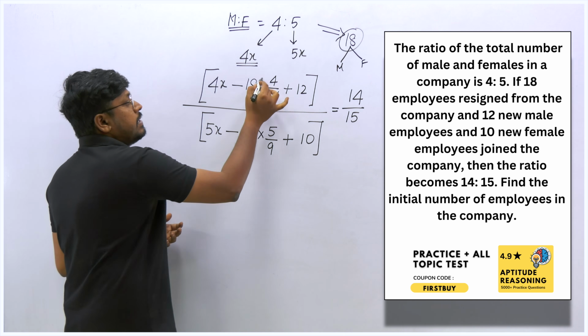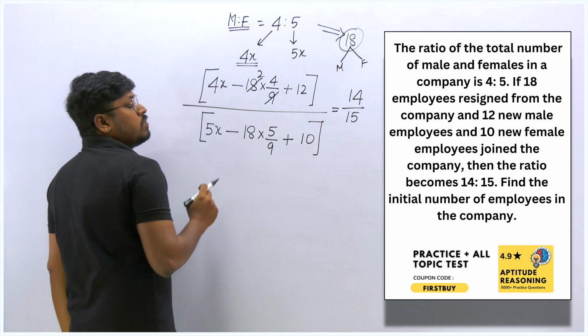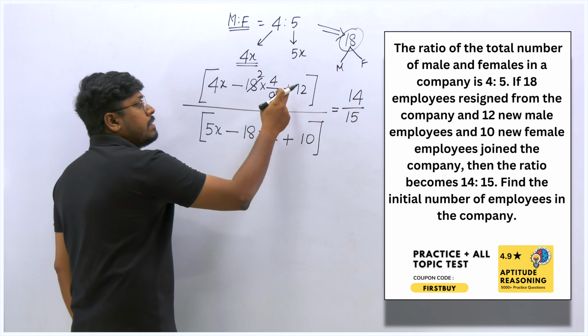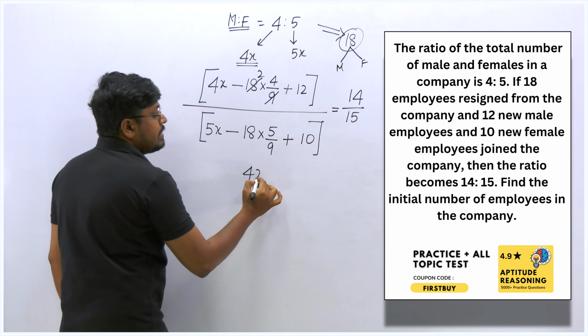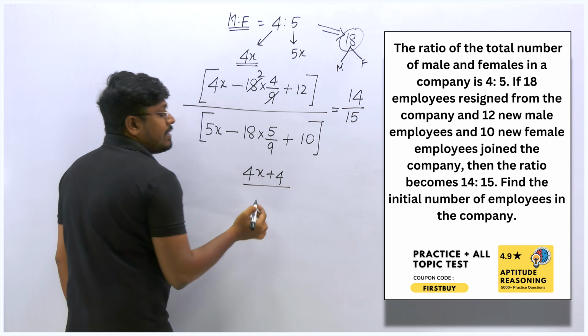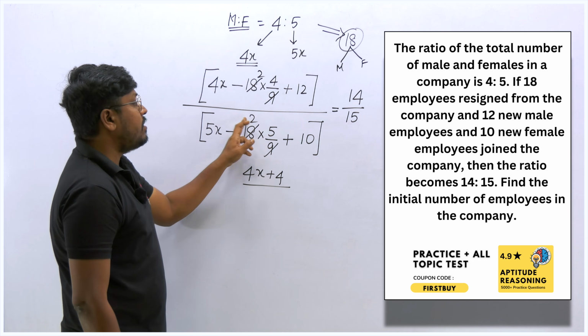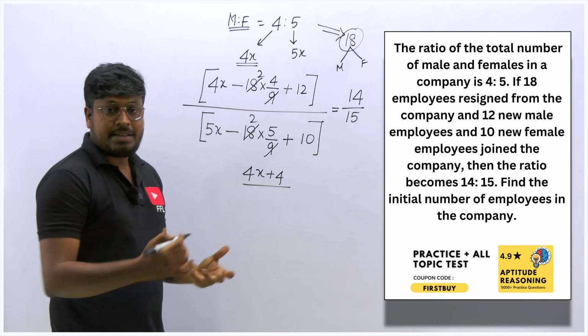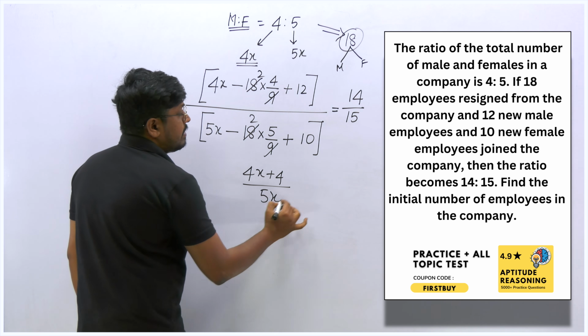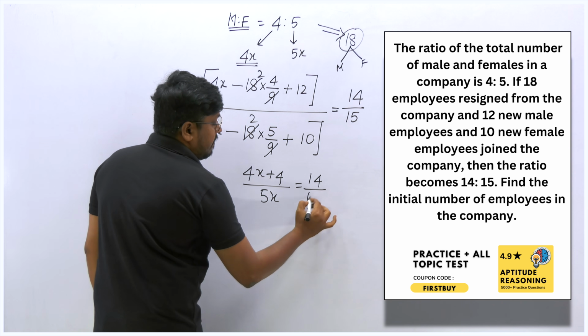We can cancel. This will be 2 times, so 4 into 2 will be 8. Minus 8 plus 12 will be 4. You can write it in a single step itself, yes or no? That's the reason I'm saying it's your wish completely. This will be 9 into 2, 18, and 5 into 2 will be 10. So minus 10 plus 10 will be 0. The result will be 4x plus 4 over 5x equals 14 divided by 15.